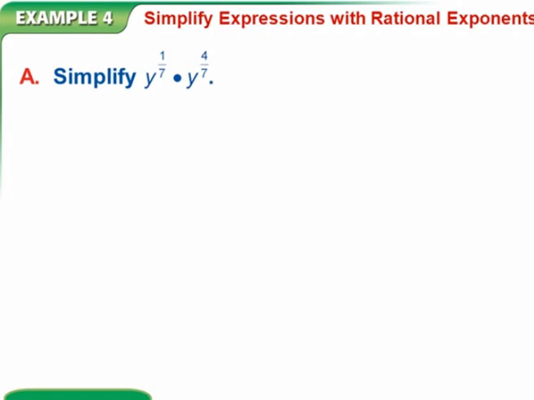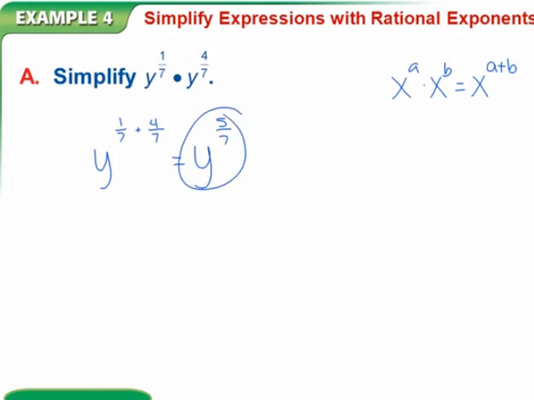Okay, our next example, we've got y raised to the 1/7 times y raised to the 4/7. We have this rule, x raised to a times x raised to b equals x raised to a plus b. So you can just do that with these exponents as well. We're just going to take 1/7 plus 4/7, and they have common denominators. Hopefully you can do this in your head. Y raised to the 5/7.